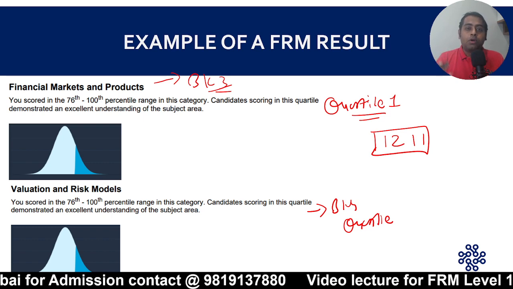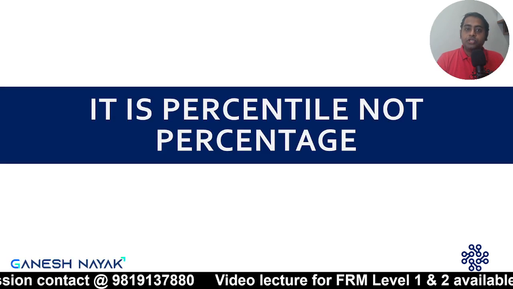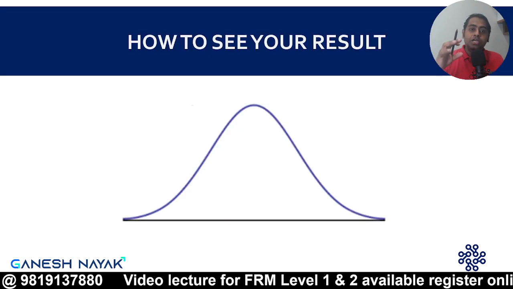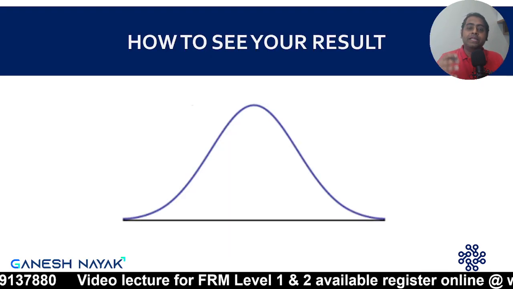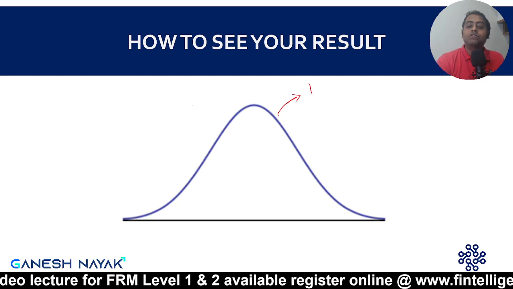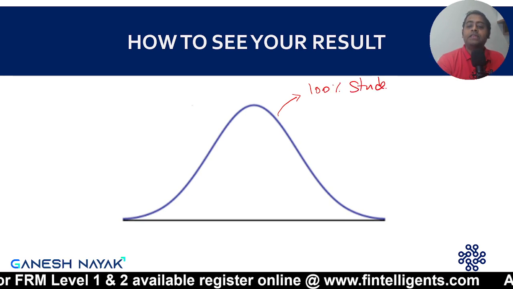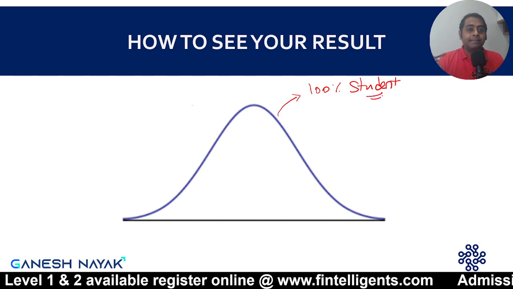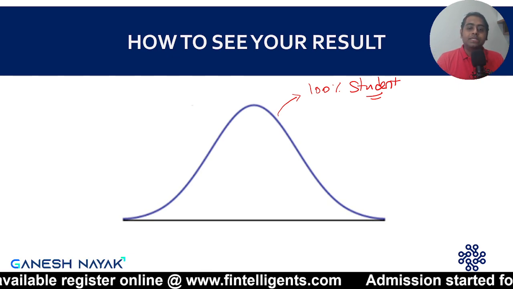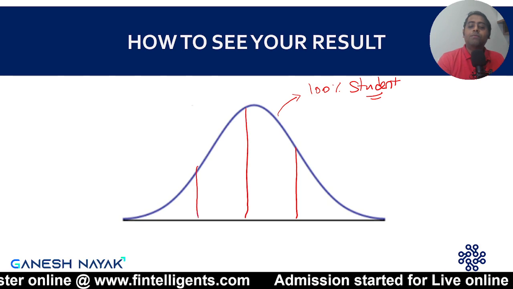Now when I said quartiles, or when I said 76 to 100, what does it mean? I'll show you the bifurcation, but these are all percentile, not percentage. These are all percentile and not percentage. So the result which I'm showing you right now is what you're going to get for each book. This is a normal distribution which represents 100% of the students sitting in the exam for that book. The exam is conducted in one day, but the exam is for 4 books, so you will get results for 4 books. So what they are doing is bifurcating the entire 100% into 4 buckets.